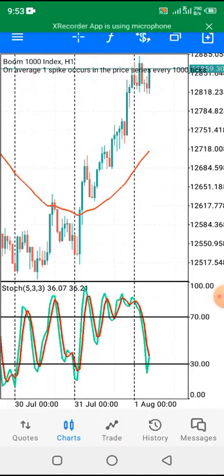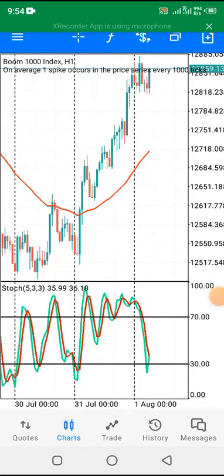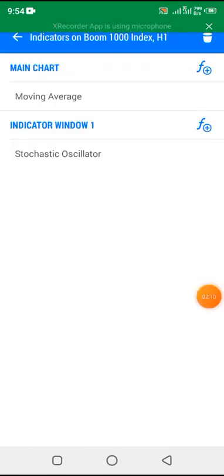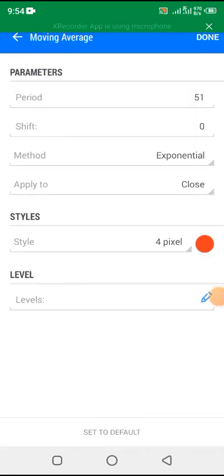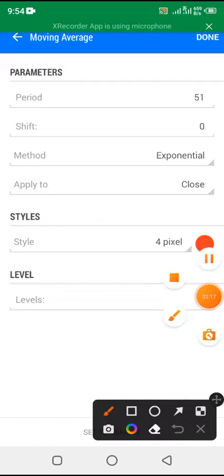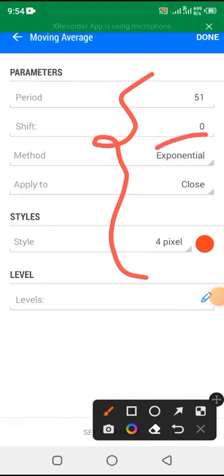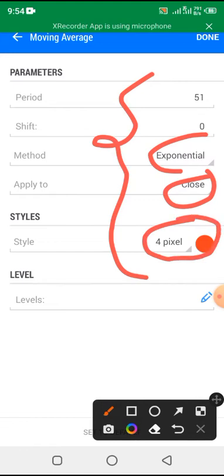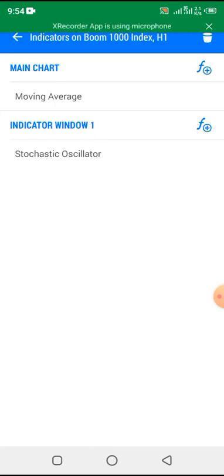So let me give you the settings first because they are just two indicators. So if you want the settings, you head here. You just head to the F icon. This is MetaTrader 5, this F icon, right? And there are our two indicators, right? Okay, so the first indicator, it's the moving average, right? As you can see here, period 51, shift 0, method exponential, apply to close, right? Styles for pixel and any color that you want. Me, I've kept mine at red, right? Okay, and you're done.